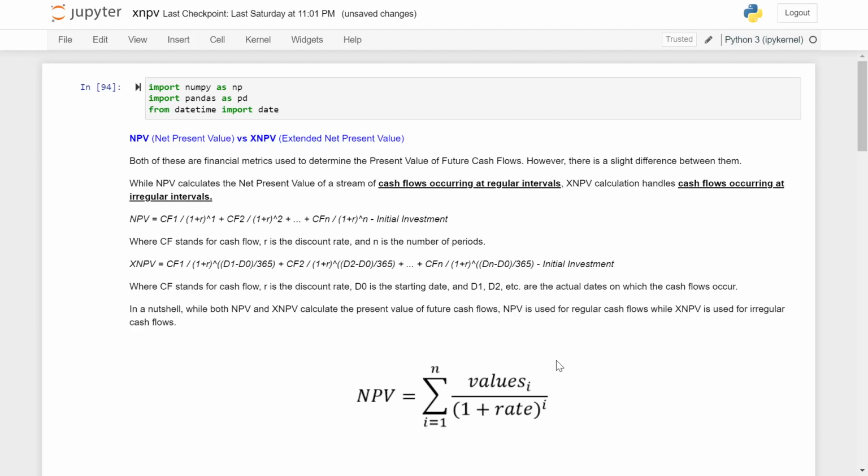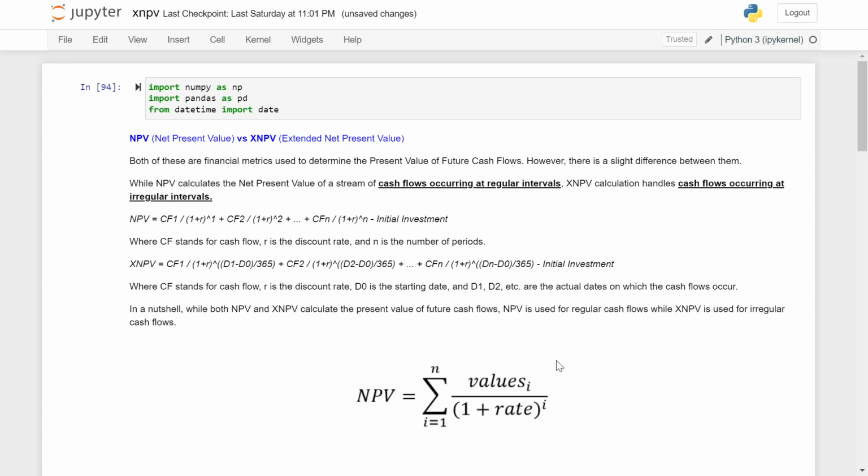Hi friends, in the previous video we discussed net present value. Here we will talk about XNPV, that is extended net present value. Both of these are financial metrics used to determine the present value of future cash flows. However, there is a slight difference.